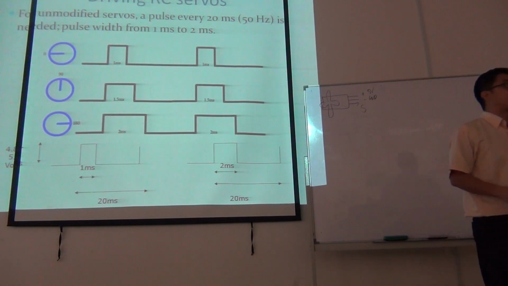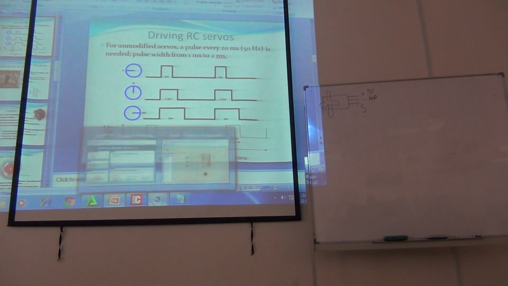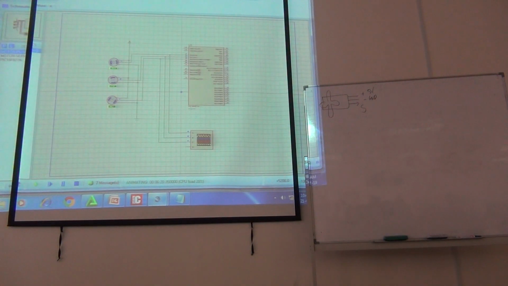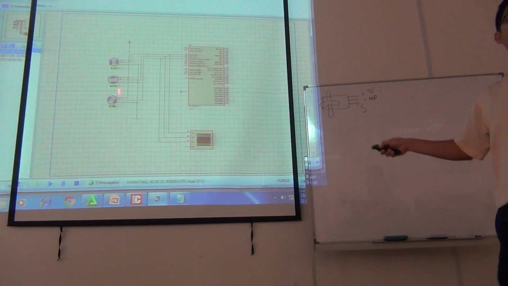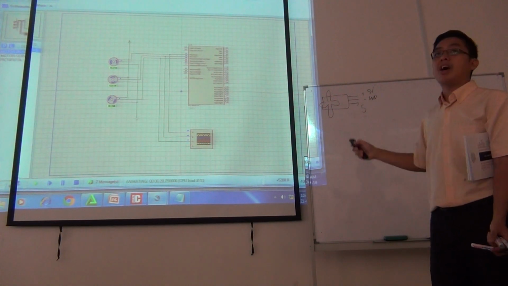Okay, let's see an example first. I will show you the waveform. I give you the waveform before you try. So here is the Proteus. For the simulation purposes, we have 3 servo motors, all connected to different pins on RA.